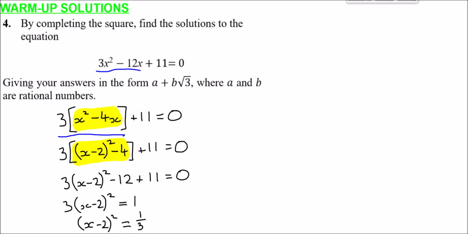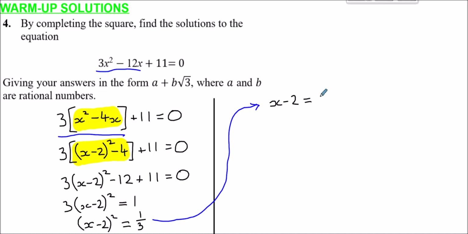I'll just give myself a bit more space so you can see it all on the same page rather than me having to scroll down. So if I just take what we have here, then start a new column over here. So what we can do at this stage is we can square root both sides of this equation. So we'll then have x minus 2 equals plus or minus, be careful, always plus or minus, the square root of 1/3.